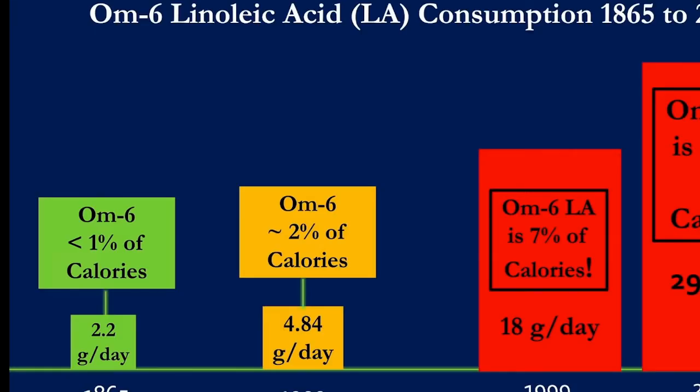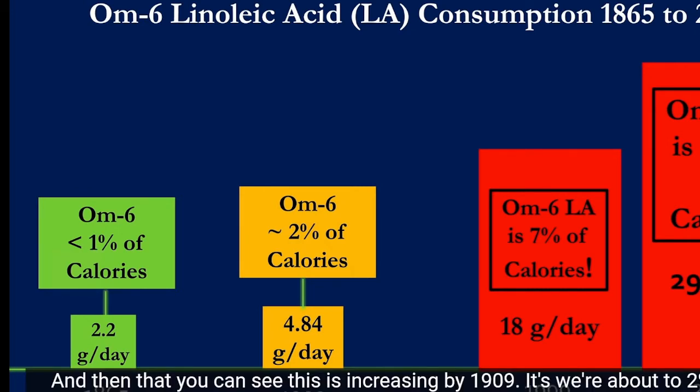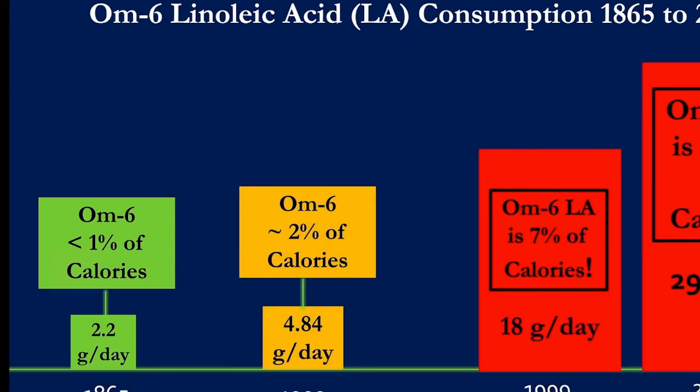I calculated this. This is what our omega-6 consumption would have been in 1865 with 40% animal fat from traditionally raised animals: 2.2 grams per day, less than 1% of our calories. And then you can see this is increasing. By 1909, we're about 2% of our calories. In 1999, we're at 7% of calories and 18 grams a day. And in 2008, 11.8% of our calories and 29 grams a day. We went from 2.2 grams to 29 grams a day.